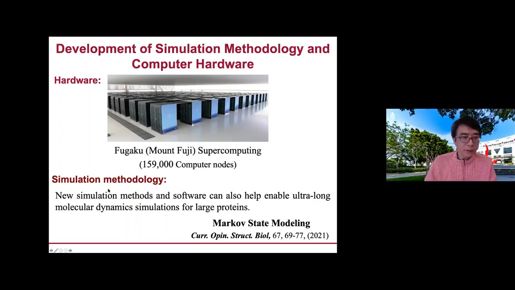On the software side, people are also continuing to develop simulation methodologies, and the new tools and methods can help enable ultra-long molecular dynamic simulation for large proteins. And my group is actually working in this area, and we are mostly working on a simulation methodology called Markov state modeling. I'm not going to talk about the details of this, but I just want to show you a movie which is produced by my group.